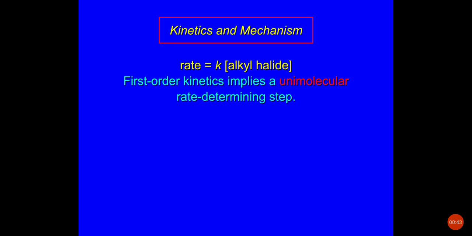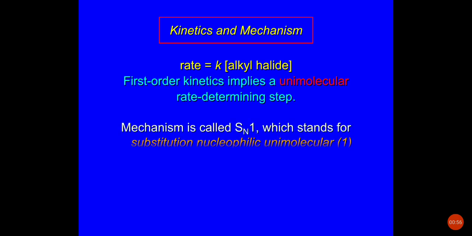So rate is equal to K into alkyl halide. That is, the rate depends only on the concentration of the reactant. So the mechanism is SN1, which stands for substitution nucleophilic unimolecular, that is SN1.